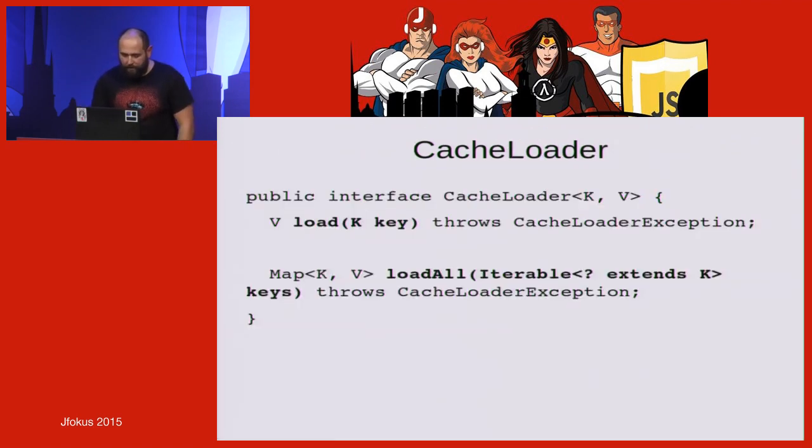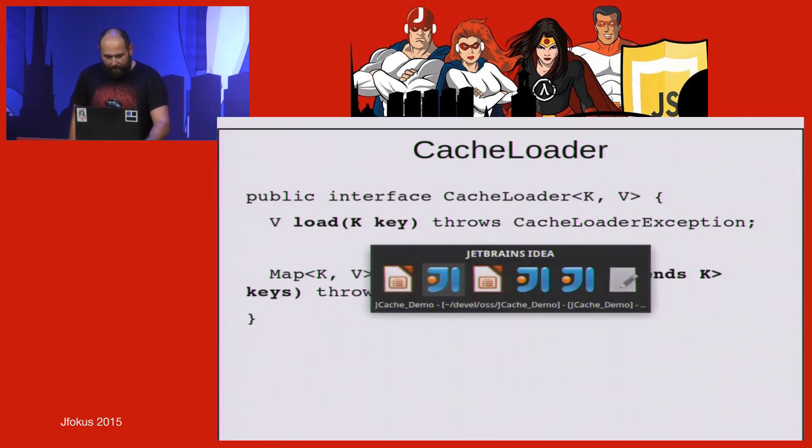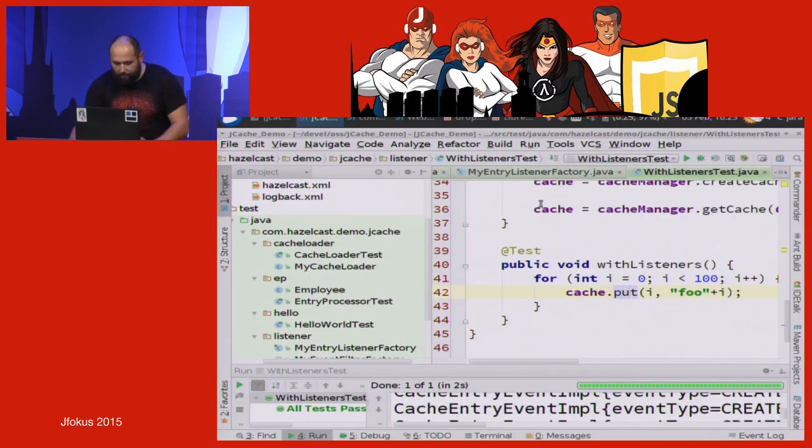Again, the API is really simple. You have the cache loader, and you implement just these two methods, load and loadAll. That's for some bulk loading. So if you have a storage or third party with high latency, you can benefit from the bulk operation. You register the cache loader, you enable read-through, and that's it.